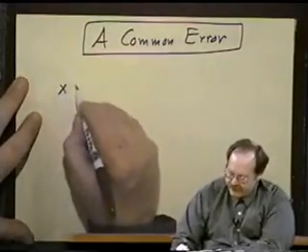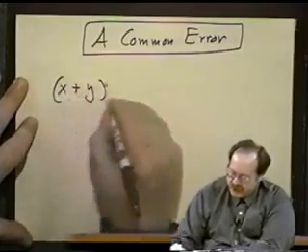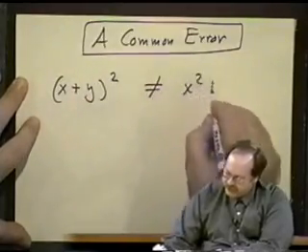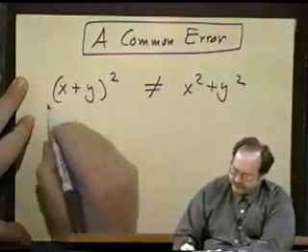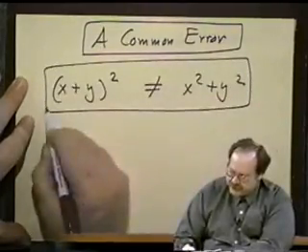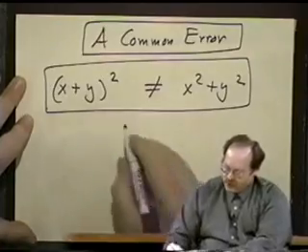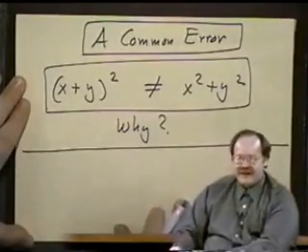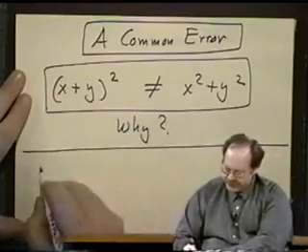Here is the error. x plus y quantity squared is not x squared plus y squared. It just isn't so. Why, you may ask? Well, good. I'm glad you asked that. I'm going to give you several reasons.